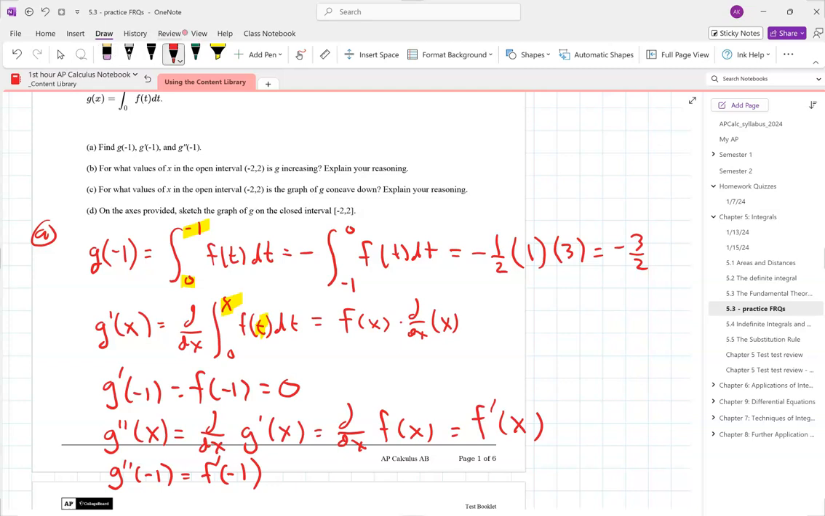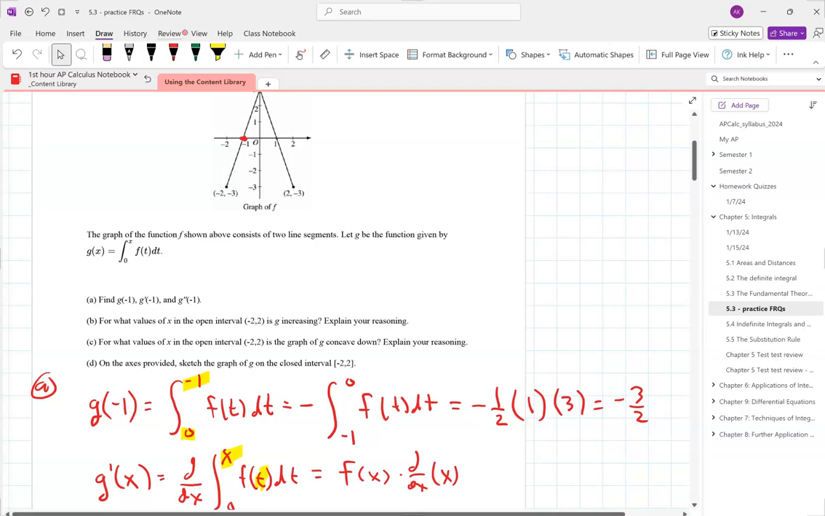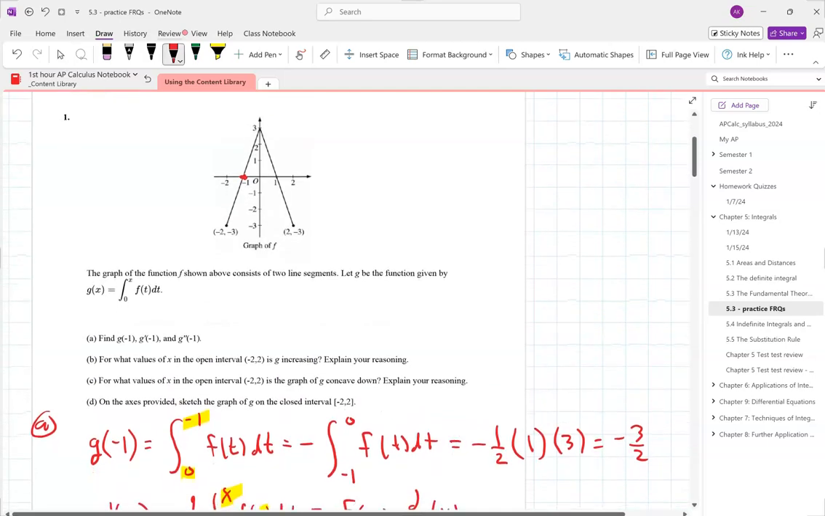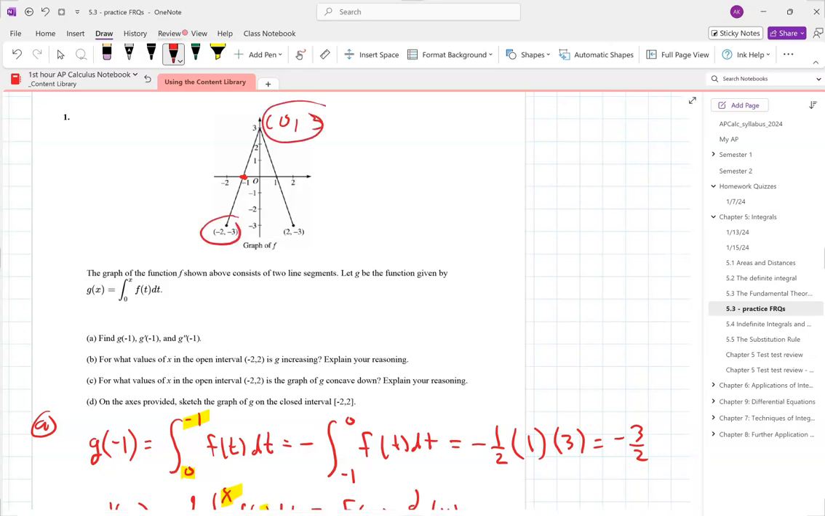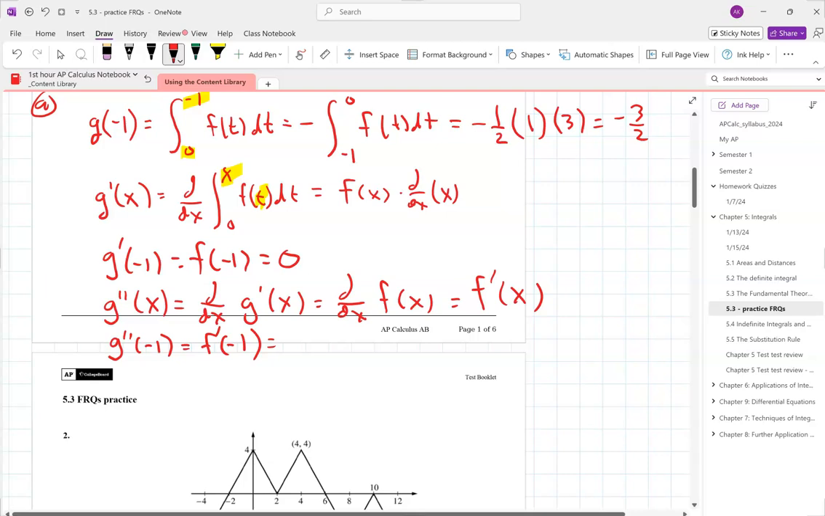Now, how do I do the first derivative of f if I don't know the function for f? All I have is this graph. It's the slope, yeah. So it's just going to be the slope from this side, right, where -1 lives. So it's going to be the slope from -2, -3 to 0, 0, 3.